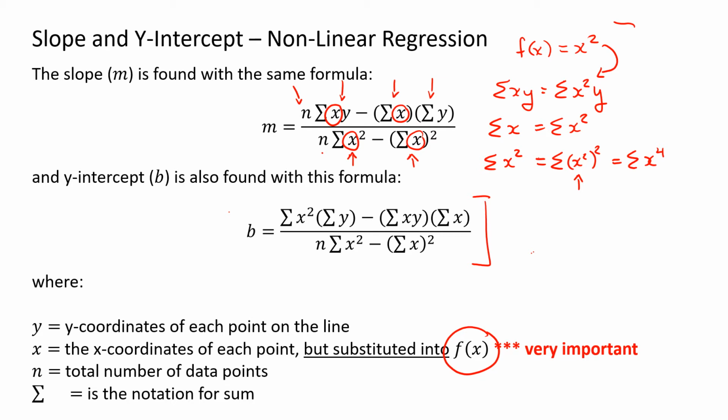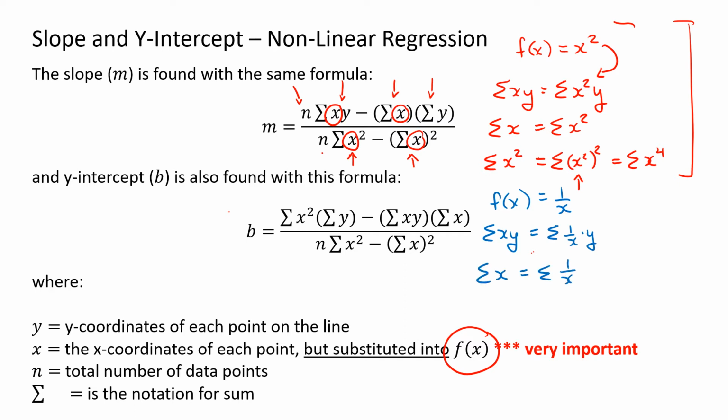Okay. Before we do that, I want to show you just one other example of f of x so you really understand it. So let's say f of x, I'll do it in a different color. If f of x was 1 over x instead of x, then our sum of x times y terms, instead of x, we place f of x. So it becomes the sum of 1 over x times y. Our sum of x terms becomes our sum of 1 over x terms, okay, because f of x is 1 over x.